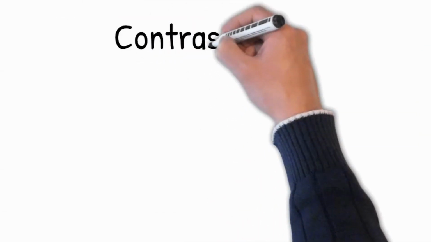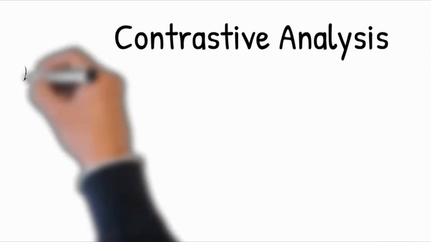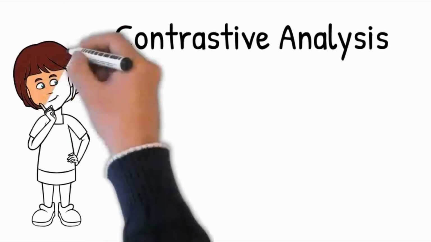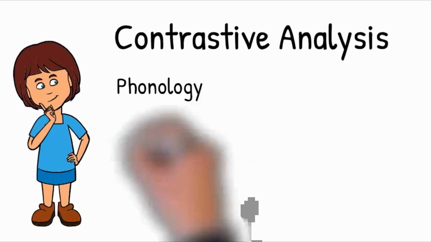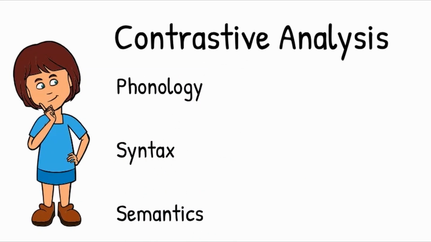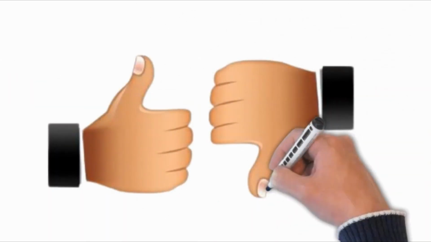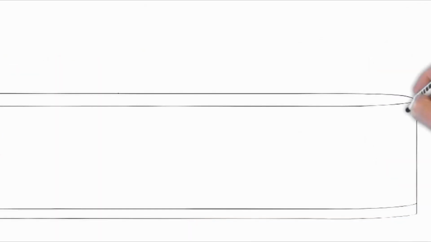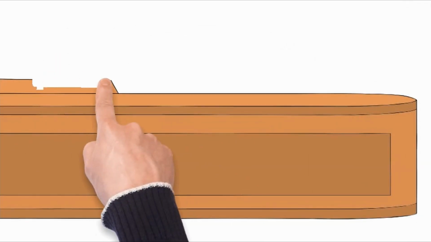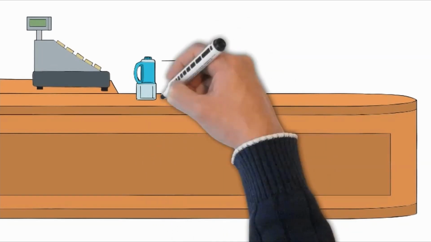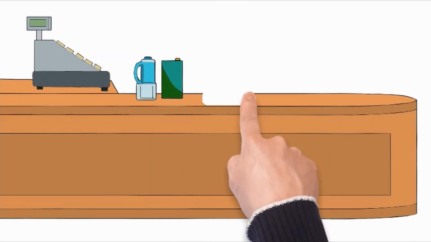Comparing and contrasting two languages is known as contrastive analysis, and it focuses on commonalities between two languages. They include phonology, syntax, and semantic structural similarities and differences, and this can either facilitate or impede the acquisition of a second language. Structural differences might lead to errors in the L2 because of the interference from the L1.